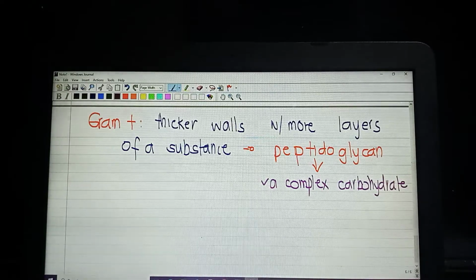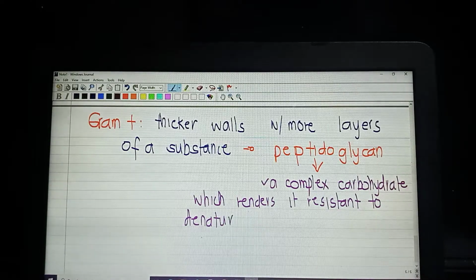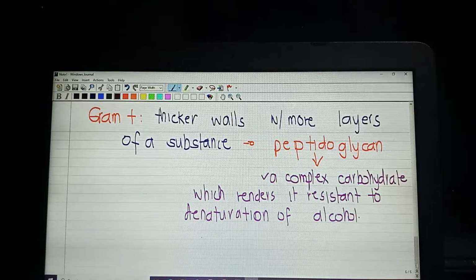Which renders it resistant to denaturation of alcohol. Denaturation of what? Of alcohol. Denaturation of your alcohol. Tataas lang natin, class, ha.